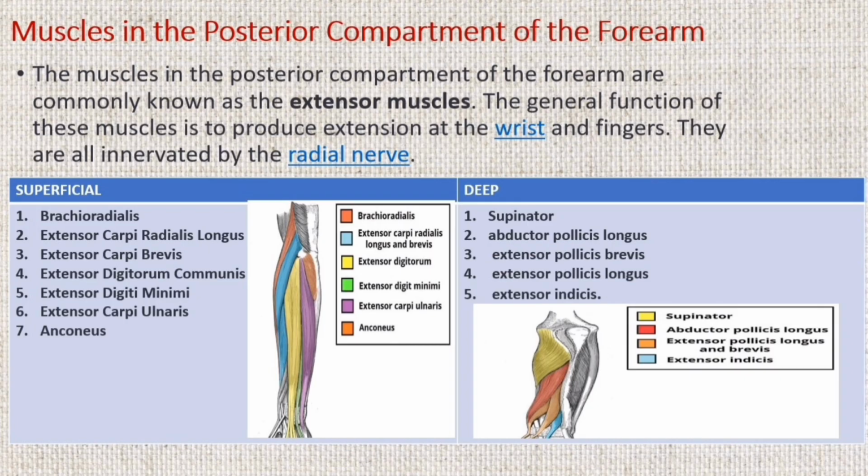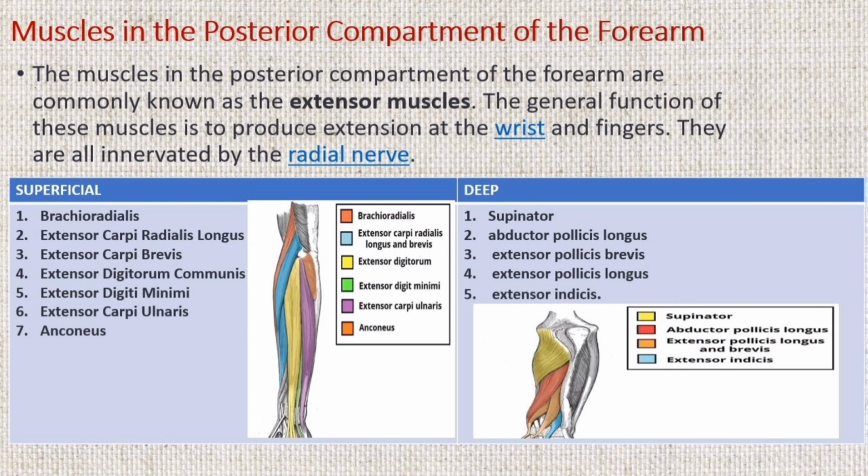The muscles of the posterior forearm. The muscles in the posterior compartment of the forearm are commonly known as the extensor muscles. The general function of these muscles is to produce extension at the wrist and fingers. They are all innervated by the radial nerve. The muscles in this compartment are organized into two layers, deep and superficial. These two layers are separated by a layer of fascia.